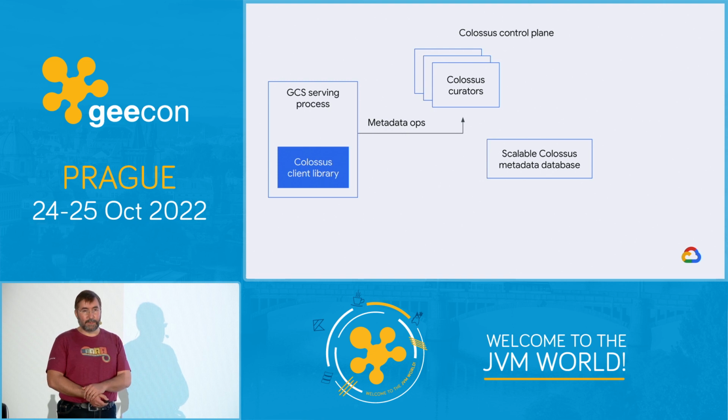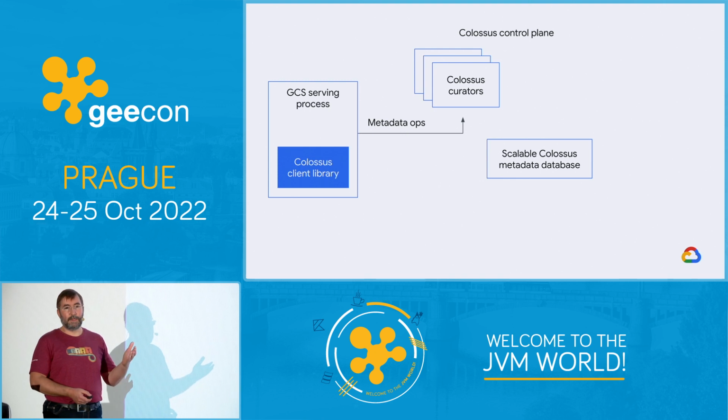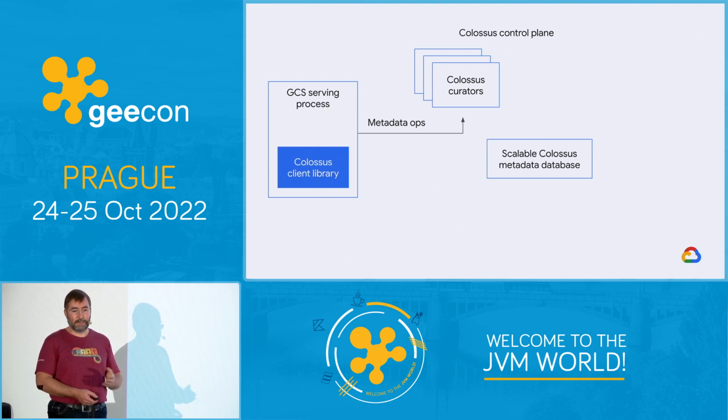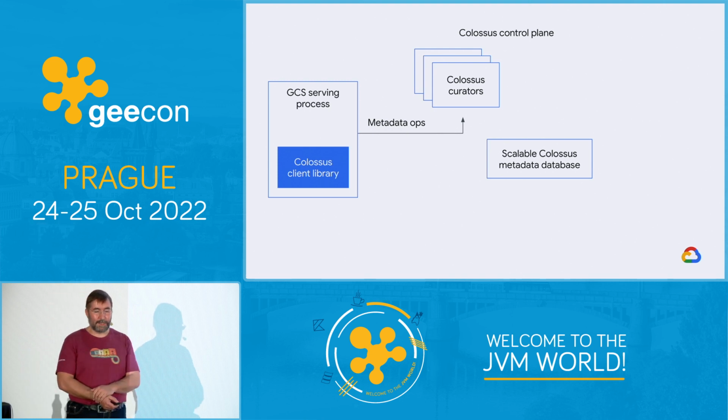So curators are a shared nothing architecture, and also they don't hold data. The data is stored in the scalable Colossus metadata database, which is big data. This could be a NoSQL database sharded by key, and it happens to be Bigtable. There is a lot of clever engineering allowing to do that, because Bigtable, of course, stores its data on Colossus, because where else, right? So that is a bit tricky, but we can, and we do make it work.